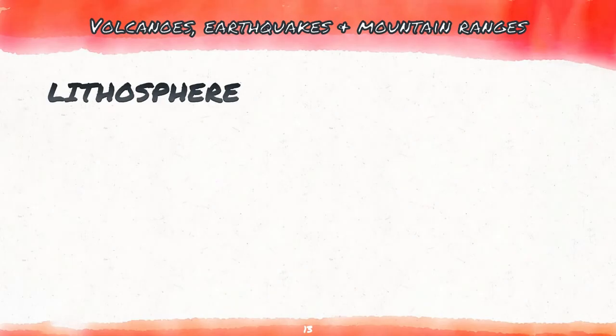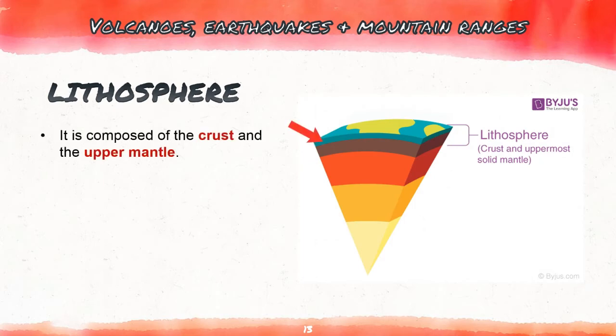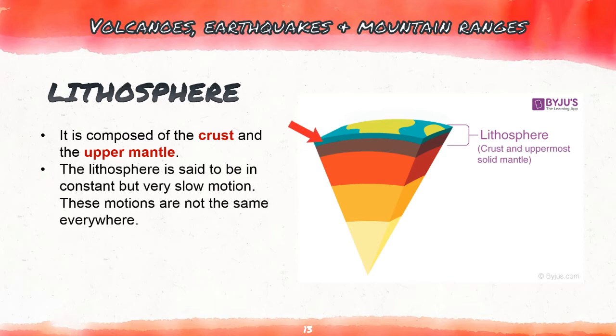Now that we are already familiar with the different layers of the Earth, let's now talk about the lithosphere. The lithosphere is composed of the crust and the upper mantle. It is said to be in constant but very slow motion. This means that its motions are not the same everywhere.